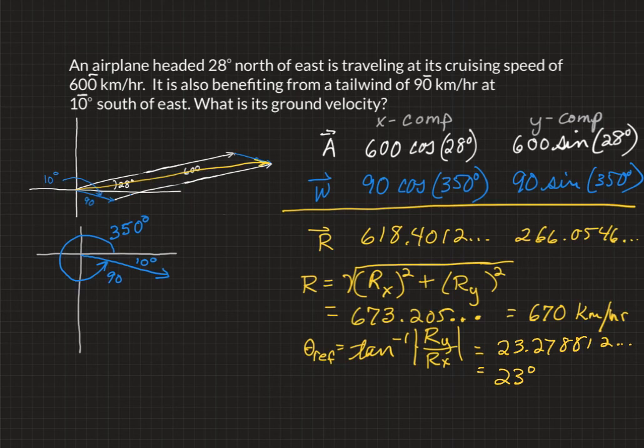So the ground velocity, so I'll make it green since it's ground velocity, the ground velocity of that plane, how it appears to be traveling from an observer on the ground. It appears to be traveling at a magnitude of 670 kilometers per hour and a standard angle, because we are in quadrant 1, the standard angle equals the reference angle. So the angle is 23 degrees. That's how that plane's flying.